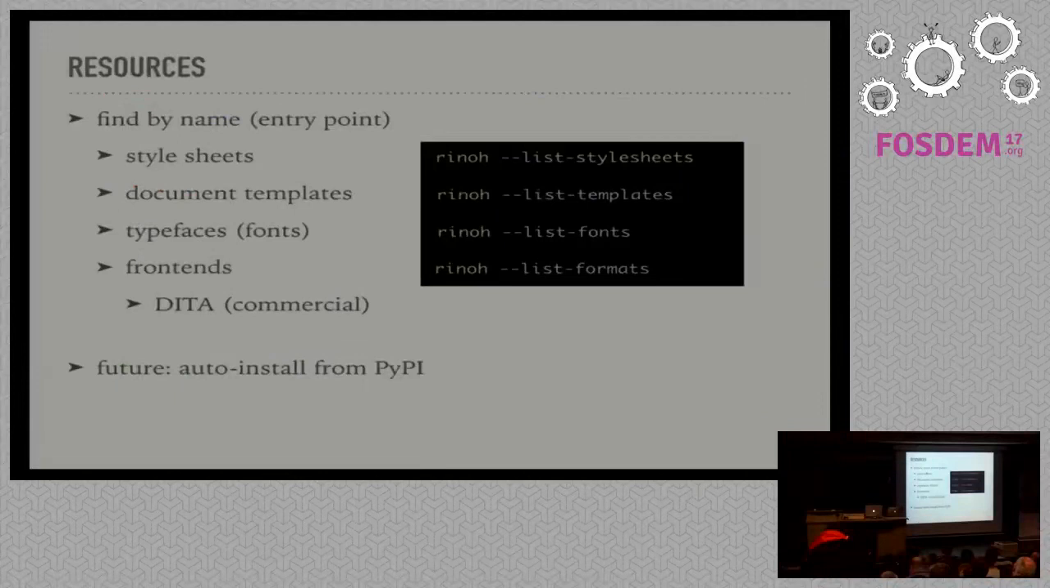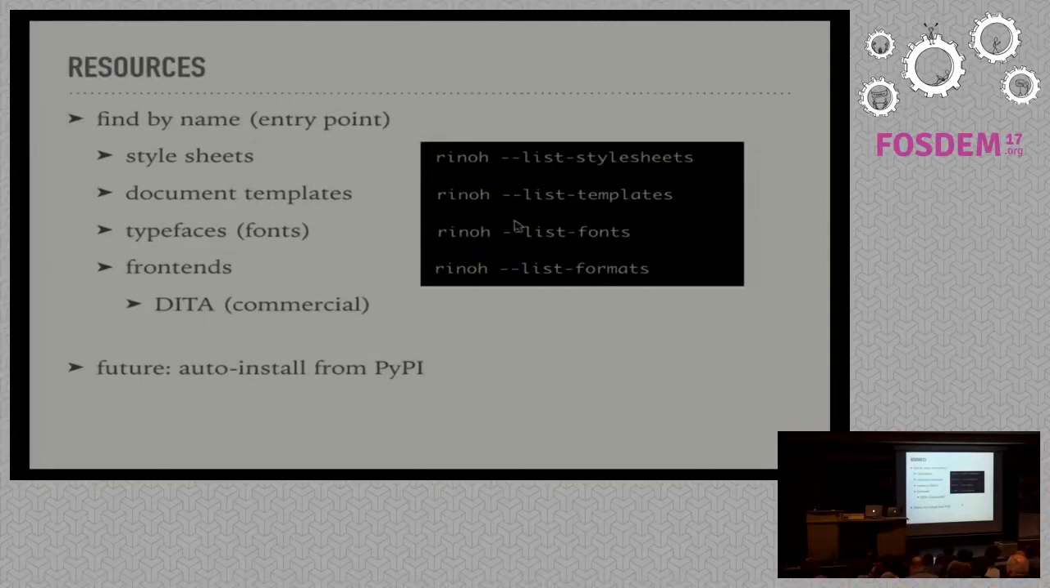Now, all of these things like style sheets and document templates are handled similarly by rinohtype. They are called resources, and they can be retrieved by name, so by entry point. So these can be provided in separate packages on PyPI and then used in documents by just referring to them by name. You can find out which of them are installed by using the appropriate list options.